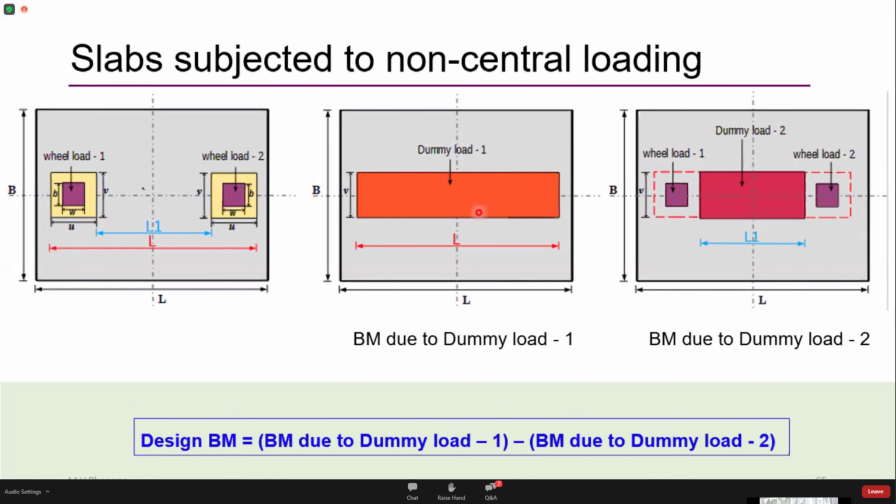So I can refer to the Pigeaud's curves. I can get the value of M1 and M2. I can calculate the bending moment. So for this condition, I can calculate the bending moment. I'll call it the bending moment due to dummy load 1.